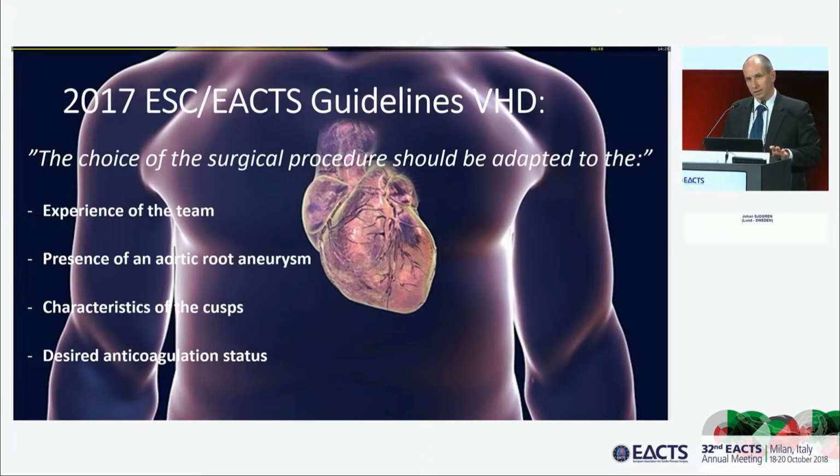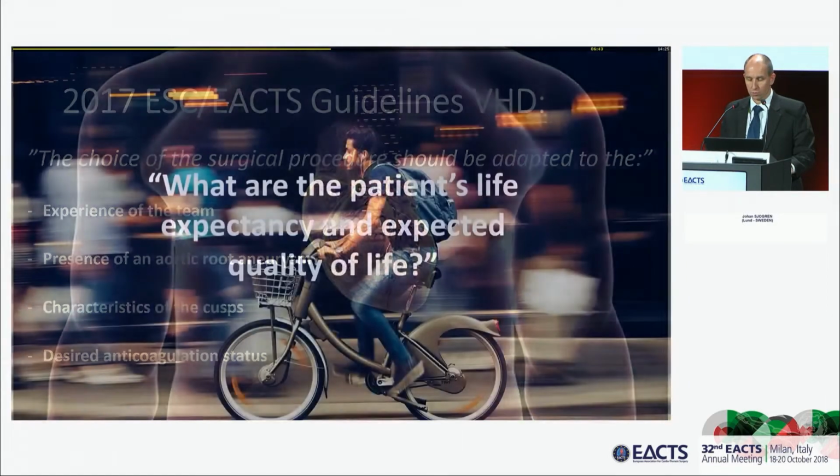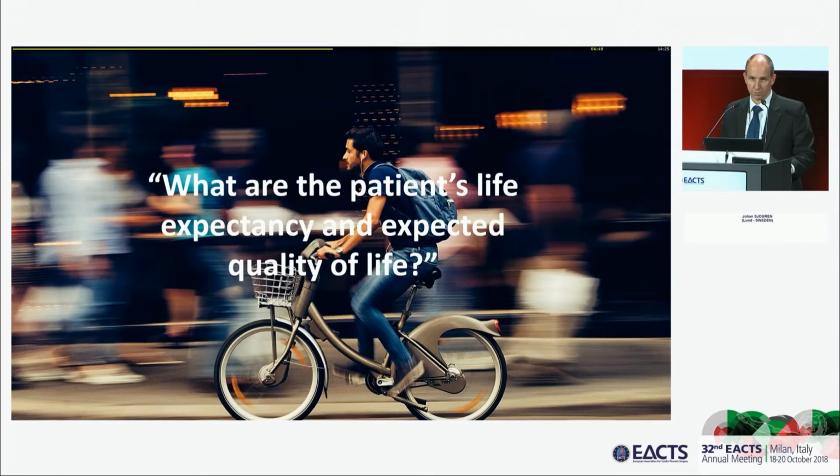The guidelines can guide you as a surgeon, but of course, the clinical judgment is very important. This is where you decide whether a patient's going to have a replacement or a repair. You look at the patient and you decide what are the patient's life expectancy and the expected quality of life. That's up to you. That's a great responsibility, but that's why we're here today, because we want the best for our patient. Thank you very much.